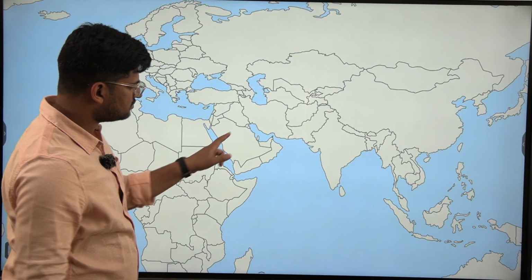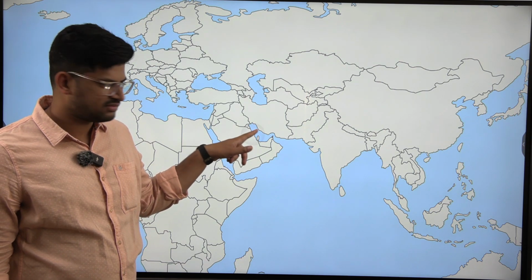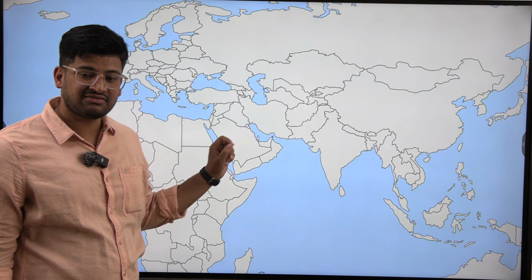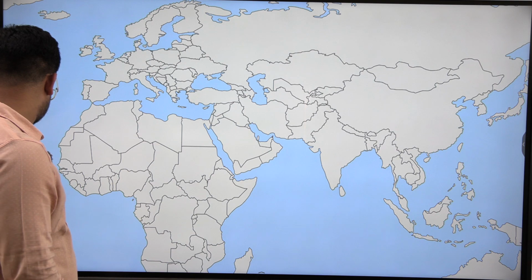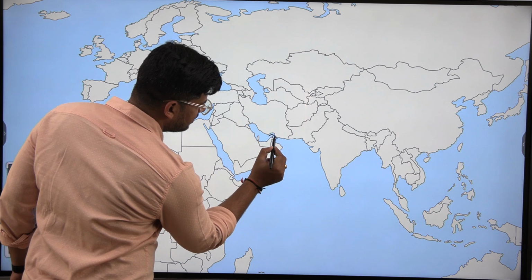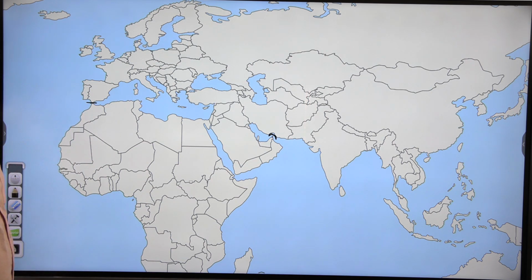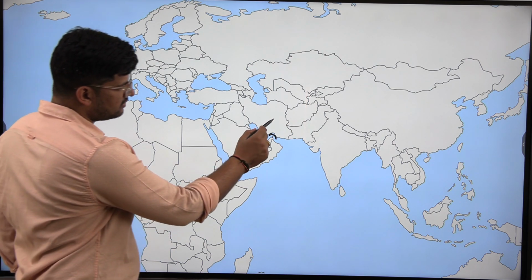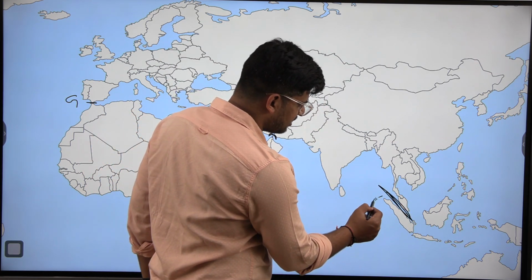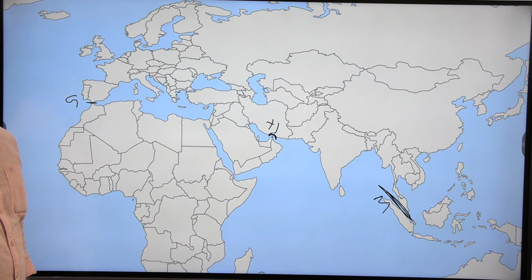Which Gulf is it? Persian Gulf. This is Oman. What is this connecting, a small strait? That is the Strait of Hormuz. So this is the Strait of Hormuz. This is the Strait of Gibraltar. This is the Strait of Hormuz. This is the Strait of what? Malacca. Getting my point? Clear?